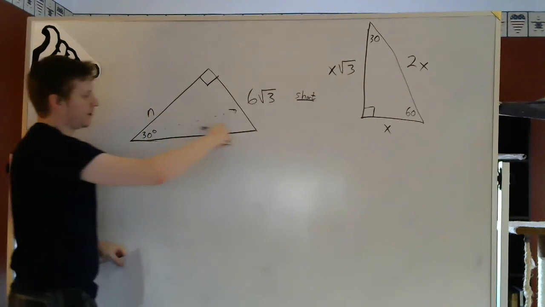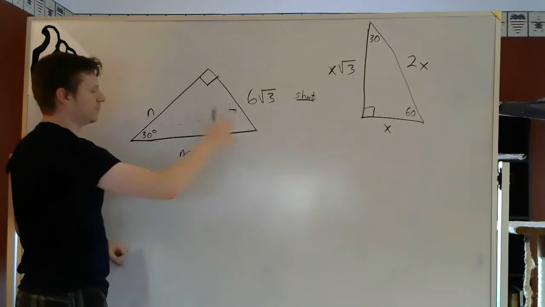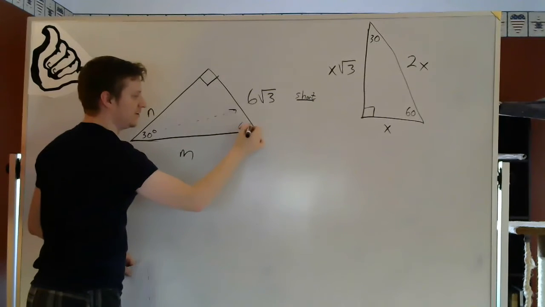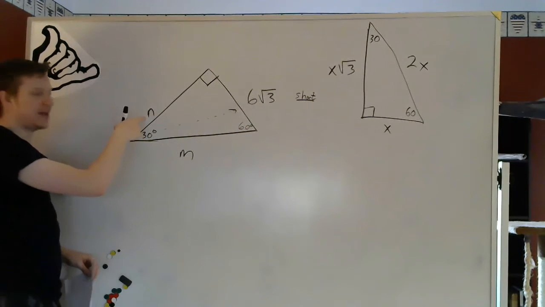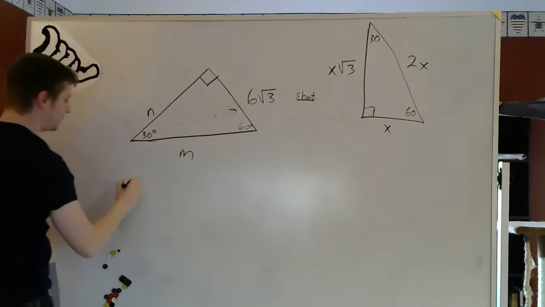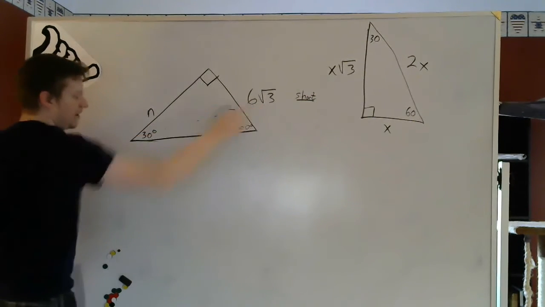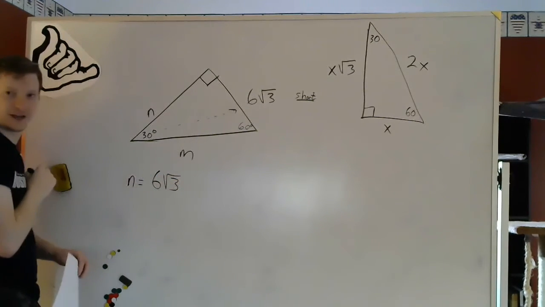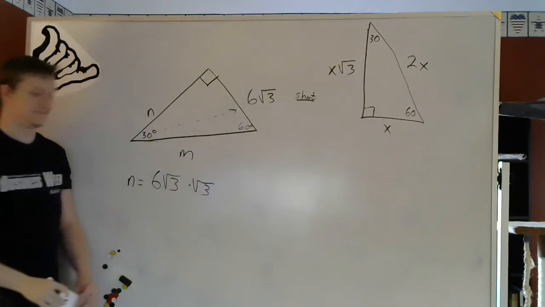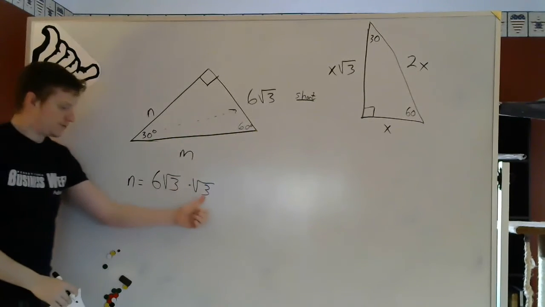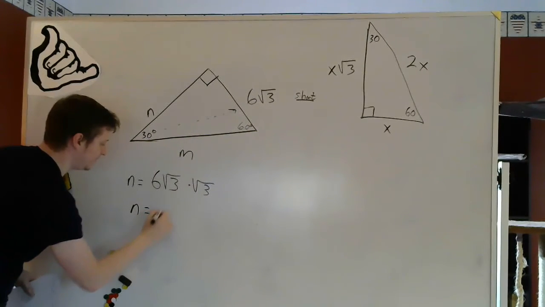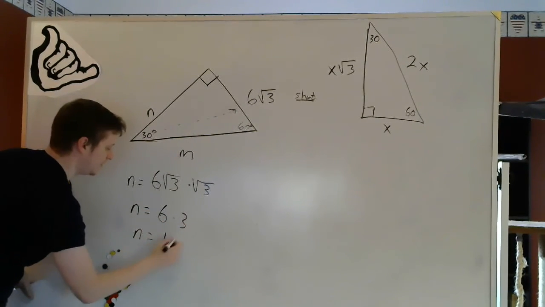That means my medium side would be opposite the 60 degrees, which ends up being the n. So here's 60 degrees. This would be my medium side, n. The medium side is the short side times square root of 3. So n is the short side, there's my short side, times the square root of 3. Square root of 3 times square root of 3 makes the square root go away. So we just get 3. So n is equal to 6 times 3, which means n is 18.